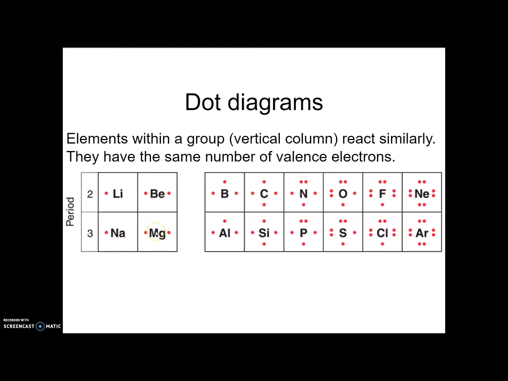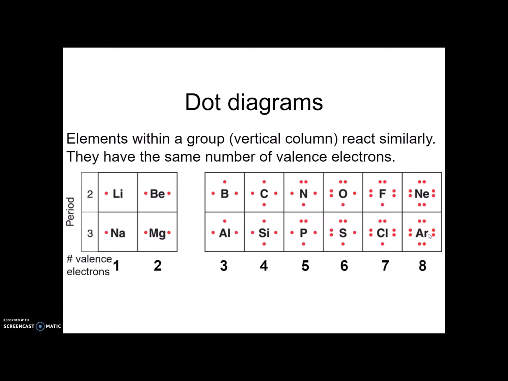Beryllium is in the same column as magnesium. They both have 2 dots in their dot diagram, indicating 2 valence electrons. Boron and aluminum are the same. Carbon and silicon are the same. Nitrogen and phosphorus, oxygen and sulfur, fluorine and chlorine, neon and argon. They all have the same number of valence electrons, and the same number of dots.